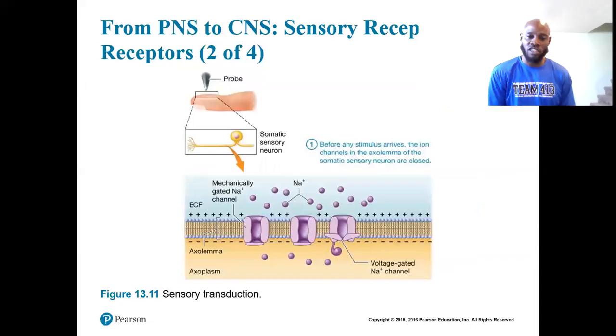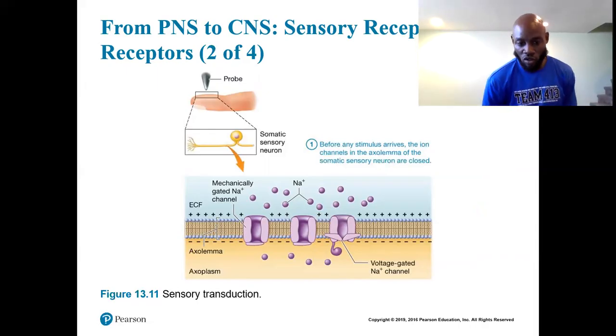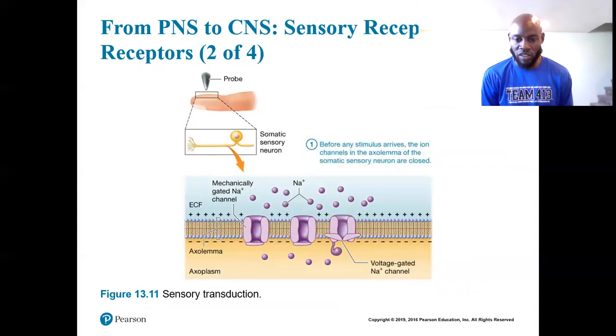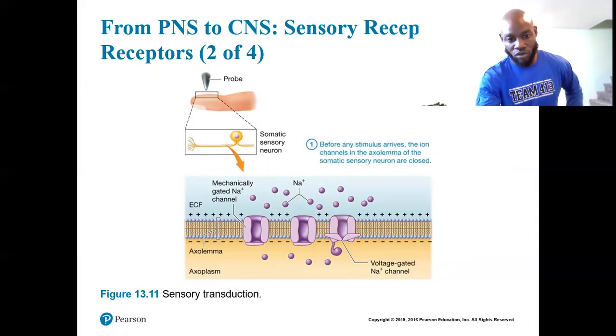So look, this is a great example. Something is touching the fingertip. It causes the sodium channels to open. If the sodium channels on the axon open, at the axolemma, before any stimulus arrives, the ion channels in the axolemma of the somatic sensory neurons are closed. So before you touch something, the axons are closed.